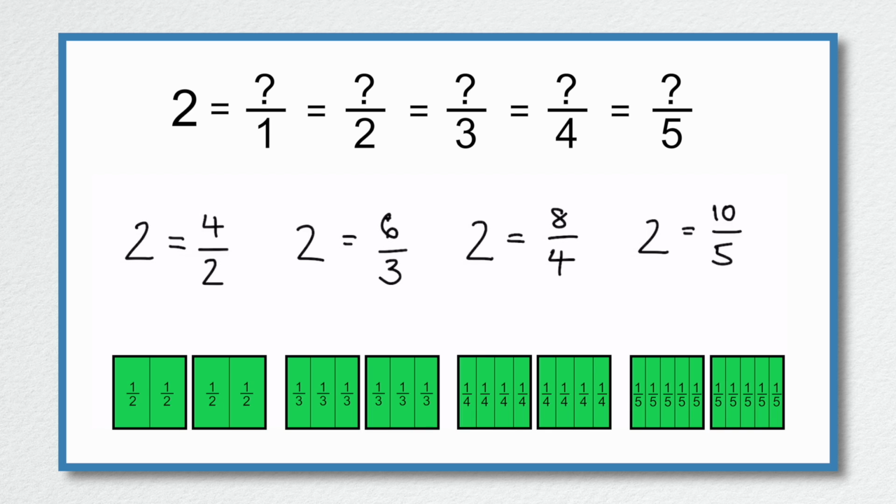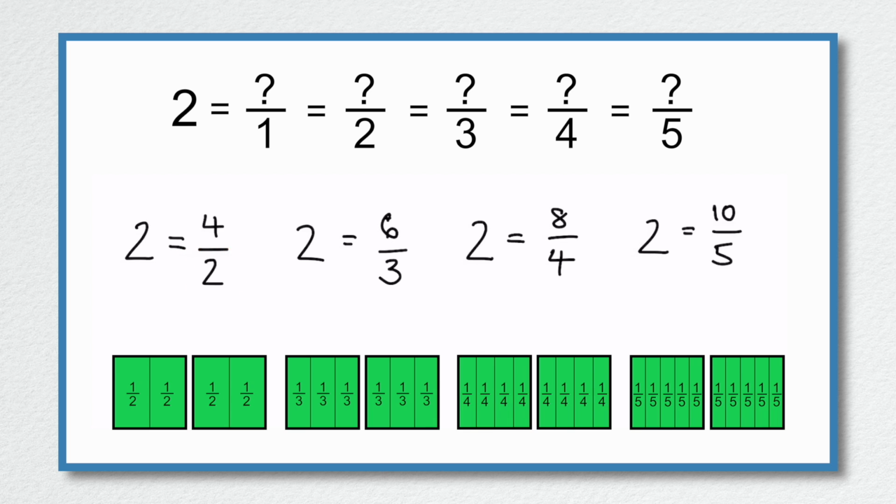An improper fraction is where the numerator is greater than the denominator. In each of these cases, when we're looking at the improper fraction, the numerator of the improper fraction is the same as multiplying the whole number by the denominator of the improper fraction.